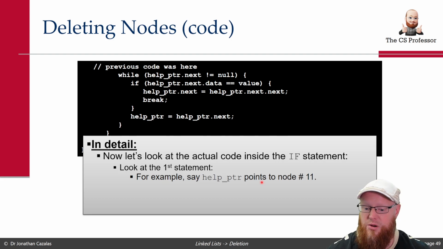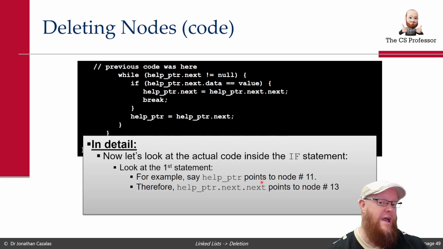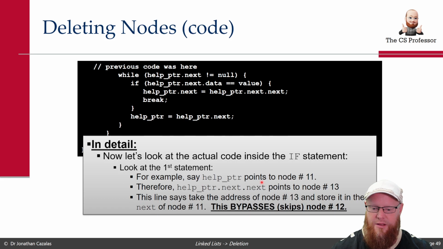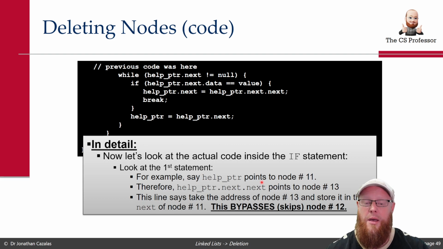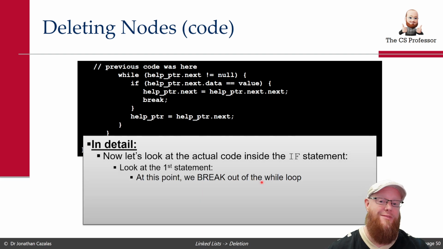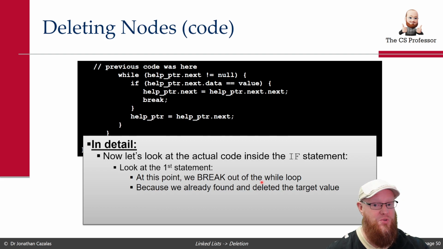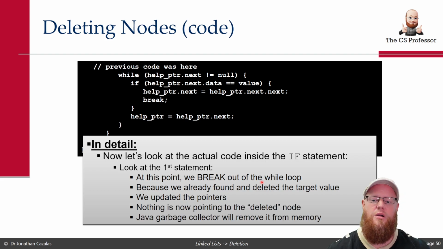So if help pointer is pointing to node 11, help pointer.next.next is pointing to node 13. This line says take the address of node 13, save it into the next of node 11, making 11 point directly to node 13, skipping node number 12. Finally, you break out of the loop because we already found the node we wanted to delete and we deleted it. We skipped it. Java's garbage collector really deleted it, but we bypassed it. And now we break out of the loop and we are done.